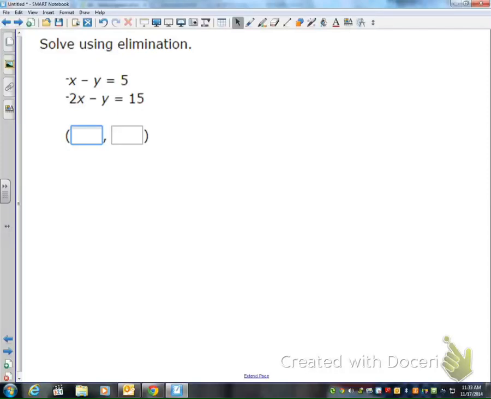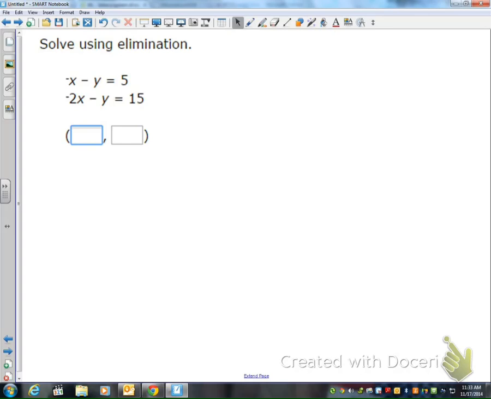Alright, so far we've learned how to solve systems of equations first by graphing, and then we've worked on solving using substitution. So this is a third method that we can use for solving, called elimination. Now, you may ask, why do we need three different ways to solve? Well, each one has its advantages.